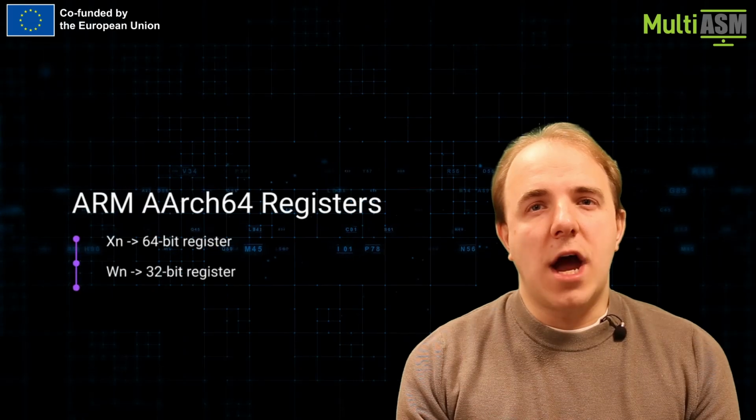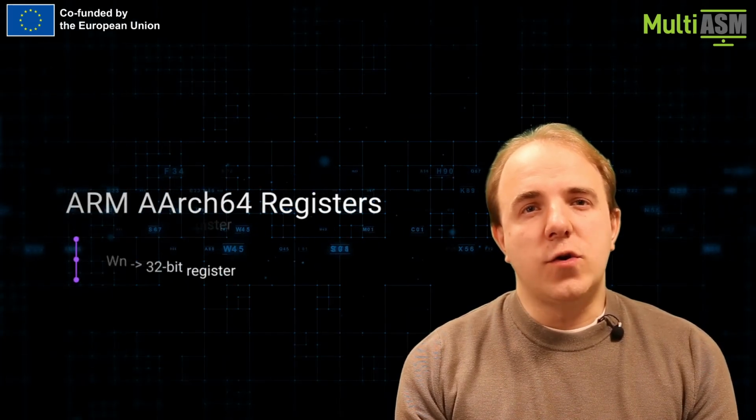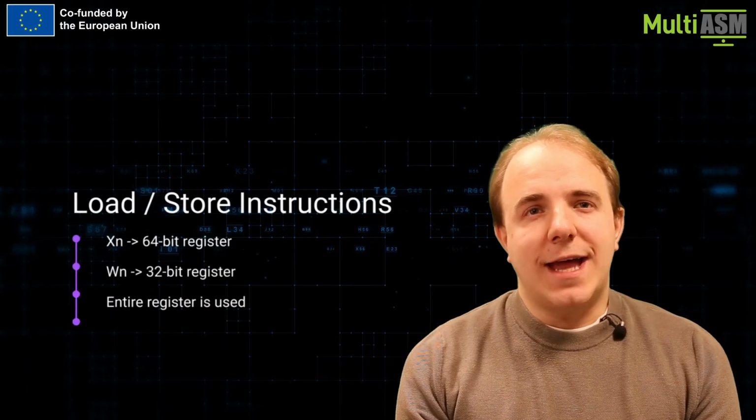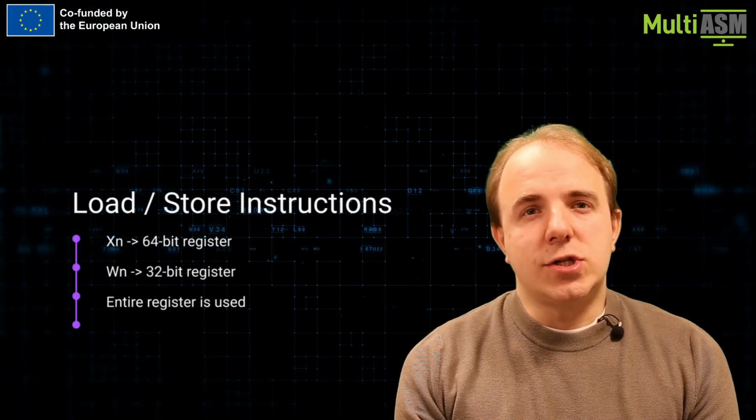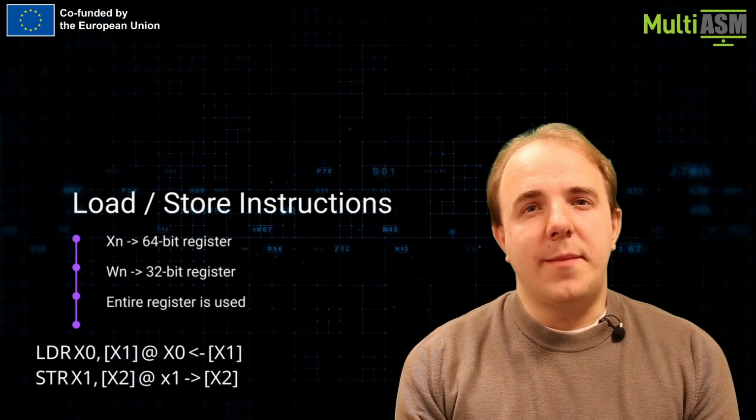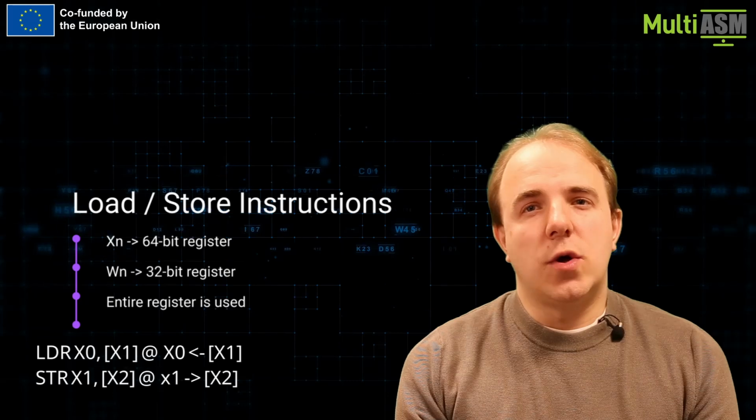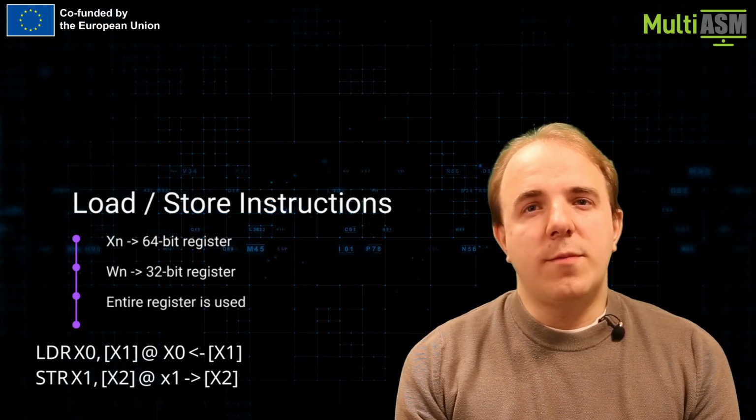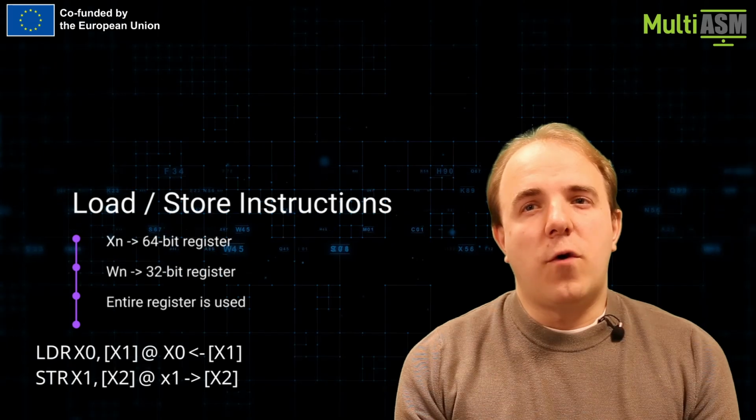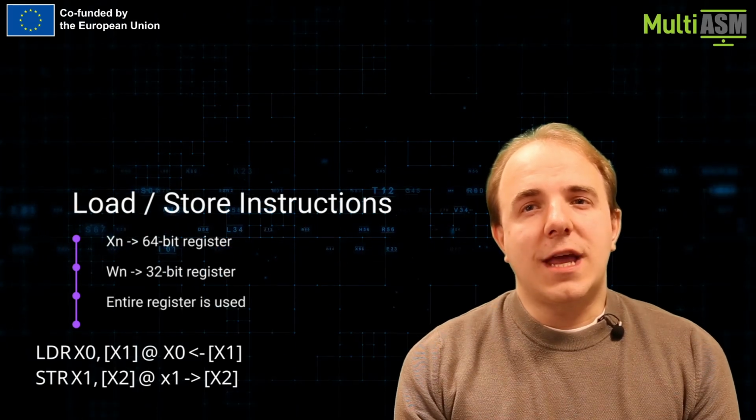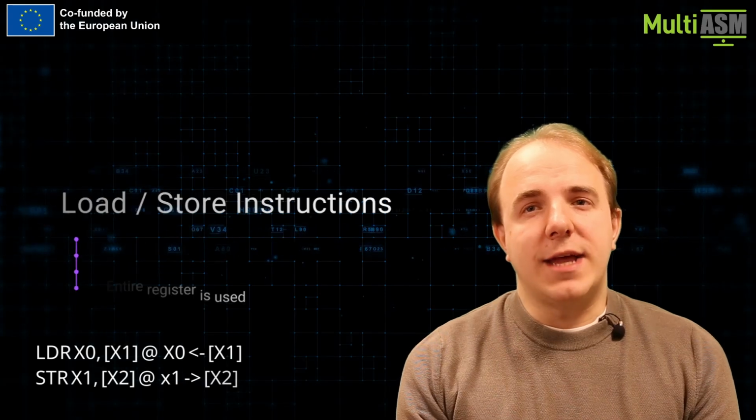In the ARM AArch64 architecture, registers are either 64-bit or 32-bit wide. Instructions like LDR and STR load data from memory into a register or store data from a register back to memory. When using these instructions, the entire register is loaded or stored. That means 64-bit registers move 8 bytes at once, while 32-bit registers move 4 bytes. Even if you only care about a smaller value, the full register operation still takes place.